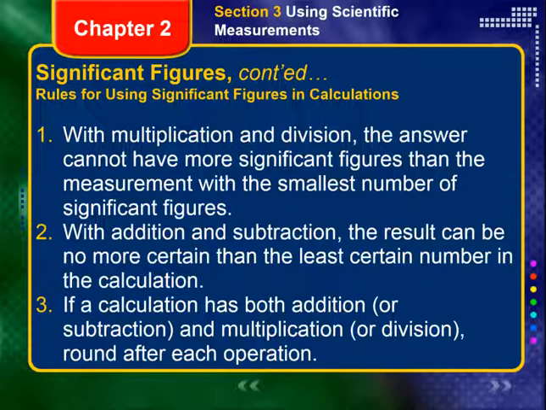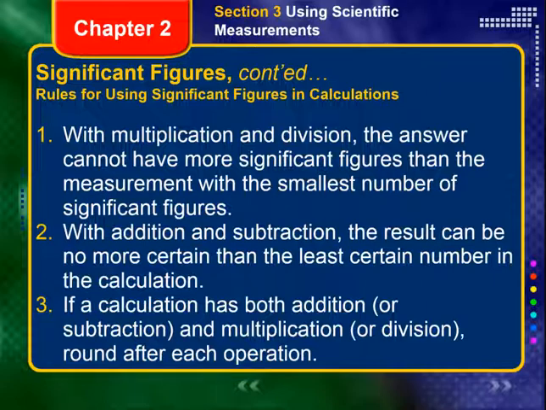But with an addition and subtraction problem, the result can be no more certain than the least certain number in the calculation. What that means is when you're adding and subtracting numbers, whichever number has the fewest values past the decimal, that's how many decimal places you include in your answer. So we have rules for multiplication and division, and rules for addition and subtraction.